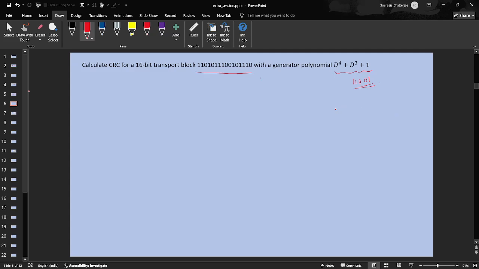We need to add 4 zeros at the end of the 16 bits. So I need to divide 1101 0111 0010 1110 by 11001. We have to append four zeros also. Okay, so you need to append four zeros. Fine. And how do I get the CRC, as a quotient, or what is the remainder?